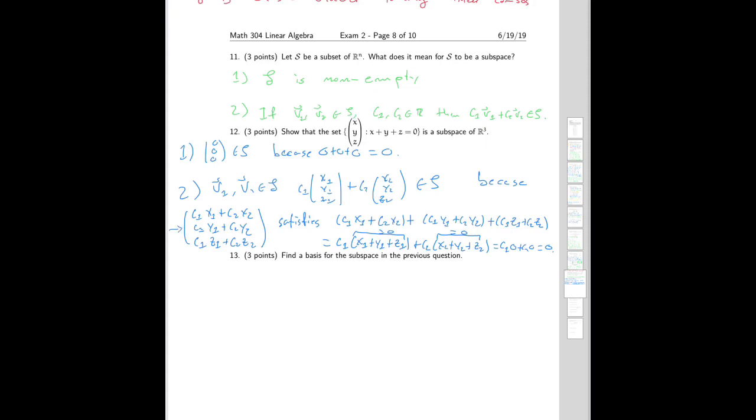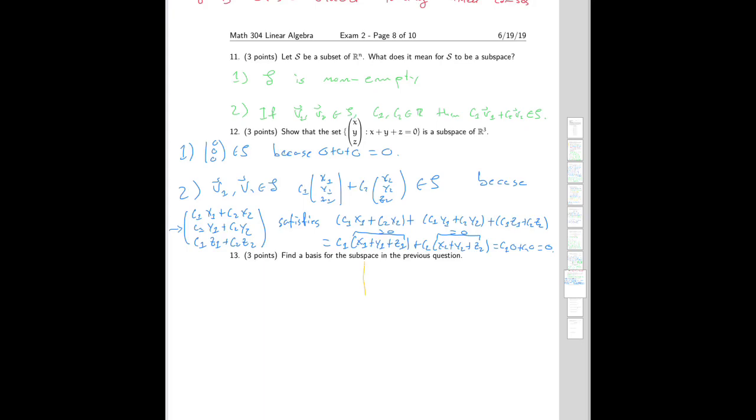Okay, so this vector, the sum of the two vectors, satisfies the property that the first entry plus the middle entry plus the bottom entry, the sum of those entries is equal to 0. Okay, so it's in S. All right, and so now question 11 is to find a basis for this subspace.